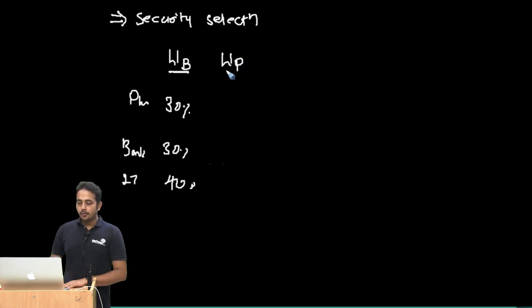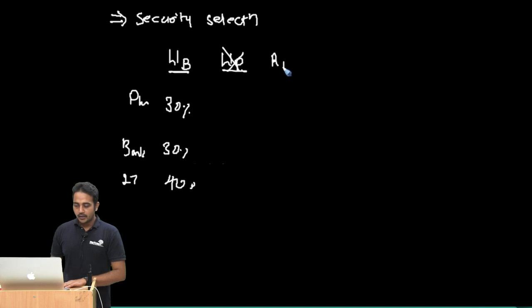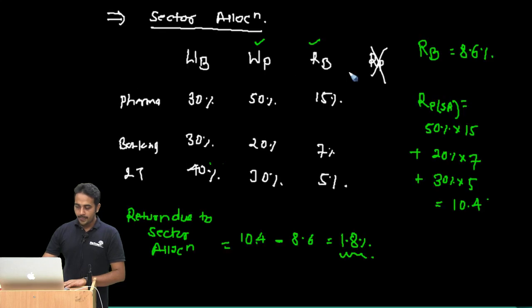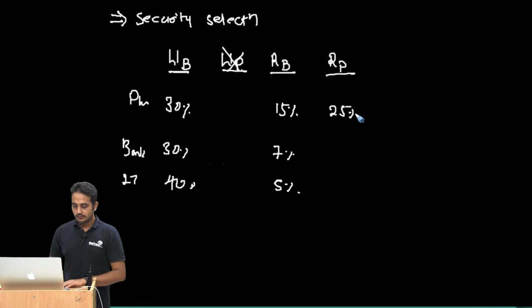Now, should I write weight in the portfolio? No, because we are not going to allow him to do that. Because weight in the portfolio would mean that he's either having an active positive weight or a negative weight. So we don't allow him to do that. Return on the benchmark, 15, 7 and 5. Return on the portfolio, 25, 10 and 10. Again, exactly the same logic.